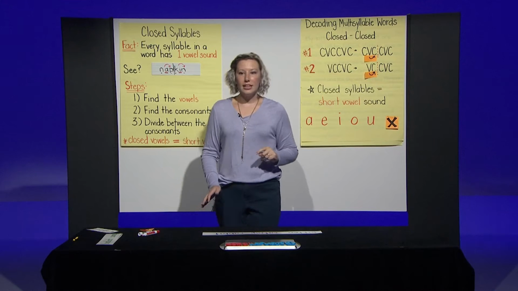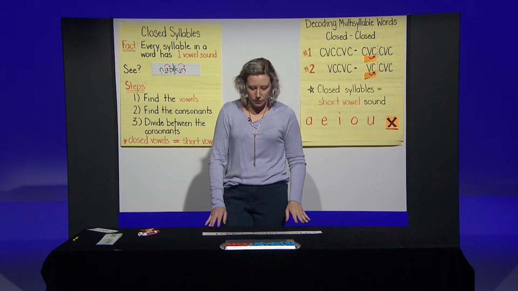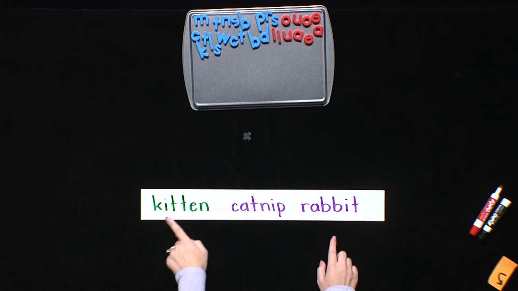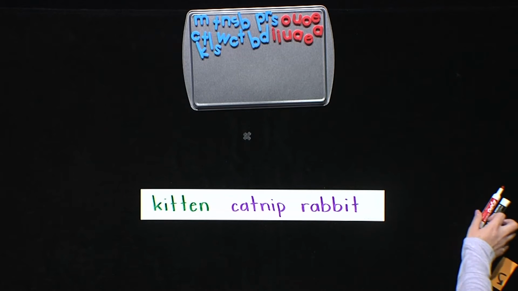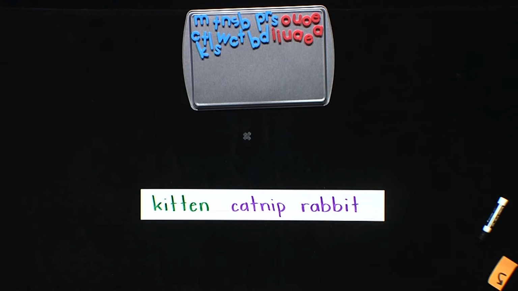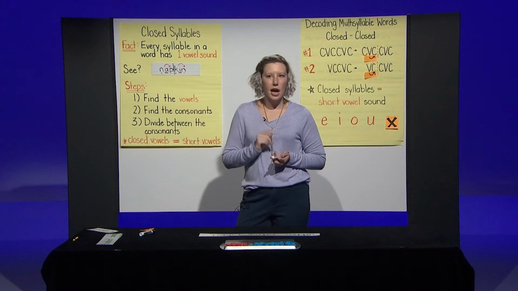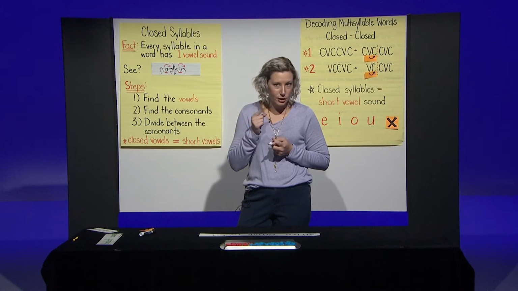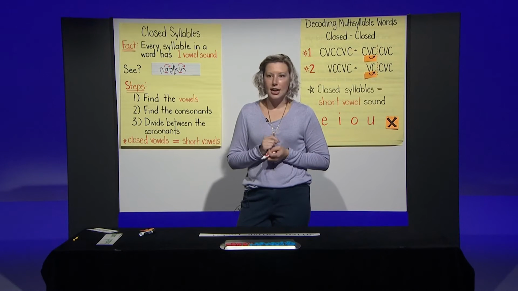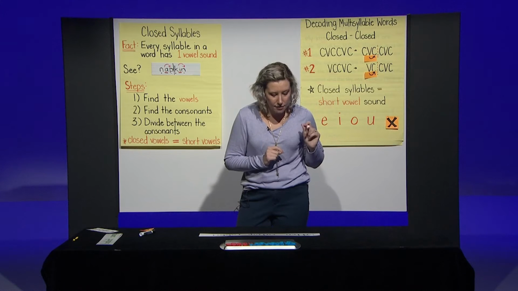All right, let's look down here. I have some words that I want to read. These words are multisyllabic words. I'm going to practice finding out how many syllables are in the words, as well as what the words say. Let's think about our rules. First, I know that every syllable has a vowel. That's a good clue. Next, I know I want to find my vowels.